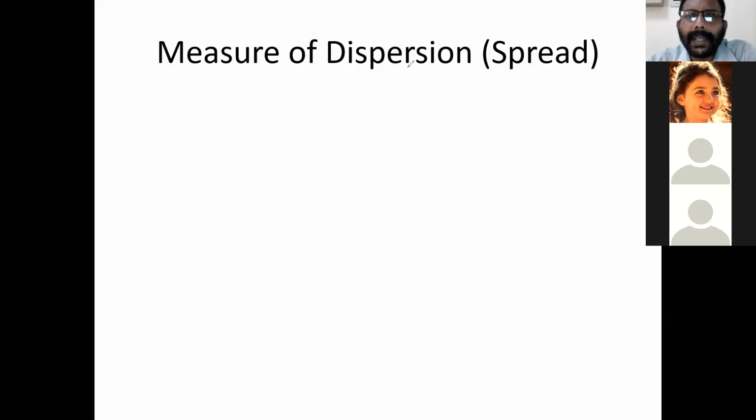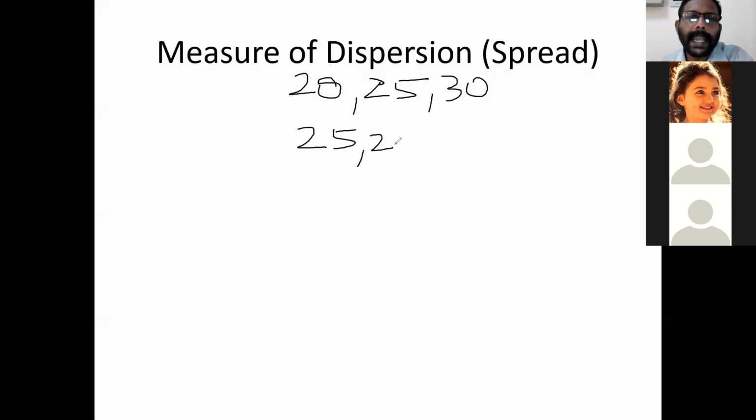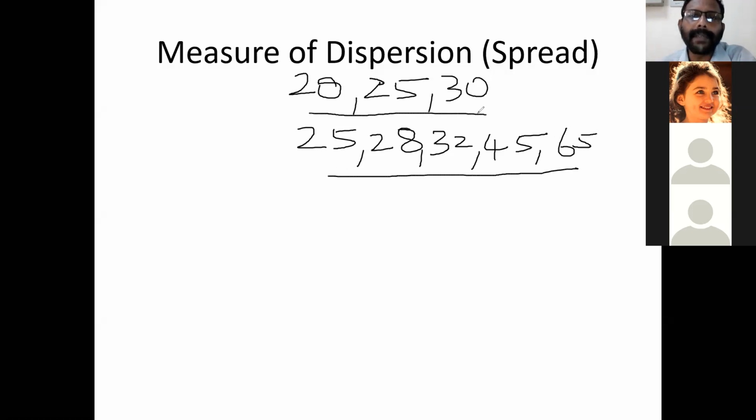What do we actually mean by dispersion? Suppose we have data of 3 people: 20, 25, 30. This is one set of data. Another set of data, let's say 25, 28, 32, 45, 65. Now you see, this is one set of data and this is another set of data. Which data is spread more?